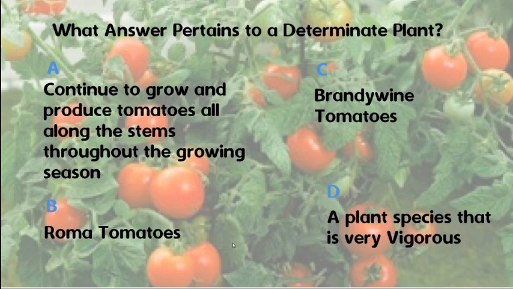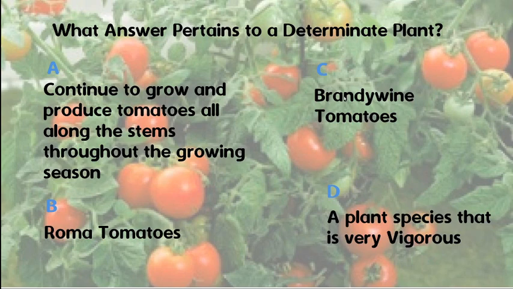And I figure on a monthly theme, maybe you could have 5, 6, 7 different questions and answers. So it wouldn't take too long for a person to come up and complete this, and then you wait till somebody else wants to try. What answer pertains to a determinate plant? I just made this kind of randomly. A plant species that's very vigorous, continues to grow, and produces tomatoes all along the stems, that's an indeterminate plant.